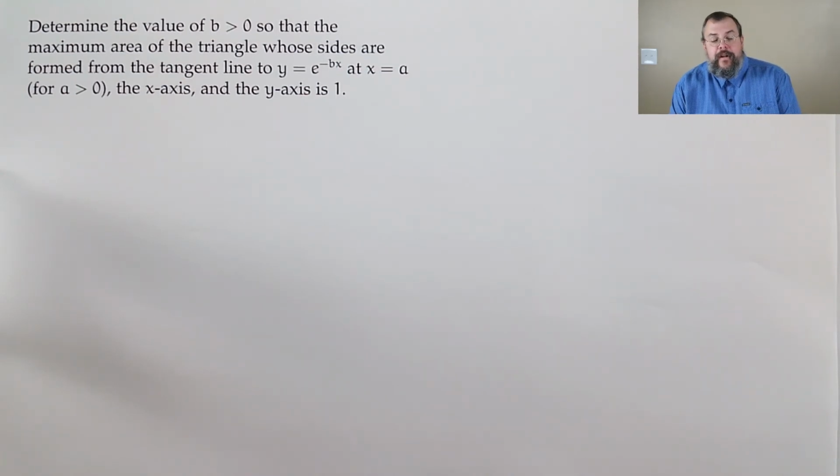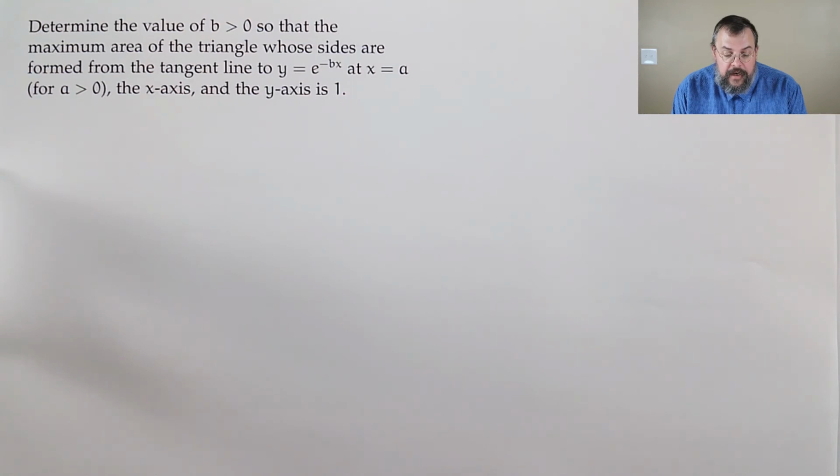So, determine the value of b greater than 0 so that the maximum area of the triangle whose sides are formed from the tangent line to y equals e to the minus bx at x equals a for a positive, the x-axis and the y-axis is 1.